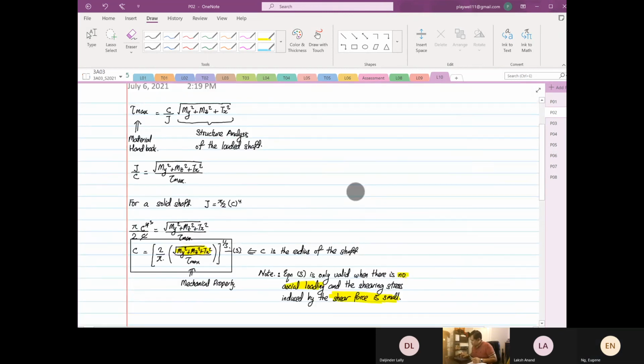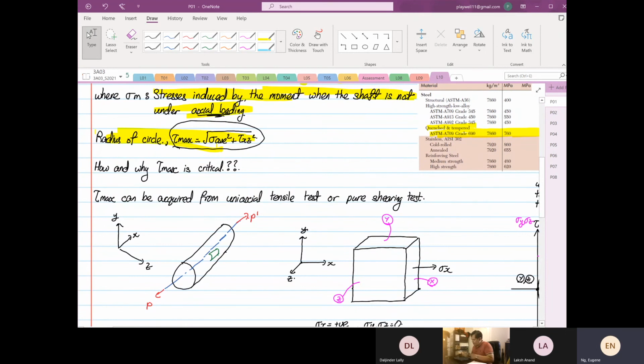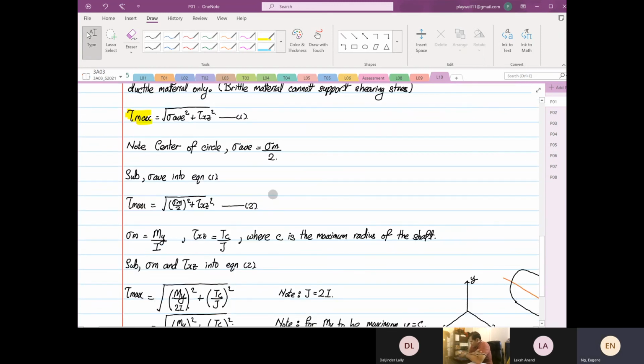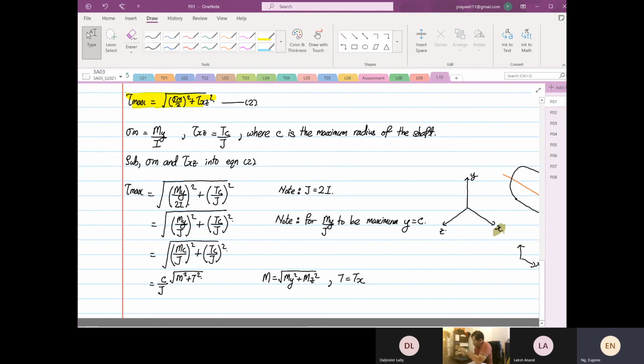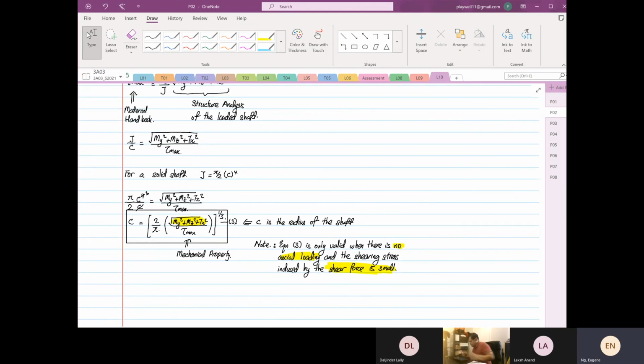So to quickly summarize what we've been doing for the past half an hour, I'm trying to drive the point to all of you: why are we looking at tau max? Why is tau max so critical? It is critical because the value of tau max has lower magnitude when compared to the yield. That's why we are focusing on tau max. Then we got this from Mohr's circle last week. Then we put in our moments and our torque, and we got this expression. Then we just rearrange the equation, and we get to see how the mechanical behavior of the material you select will determine the shaft diameter or shaft radius.